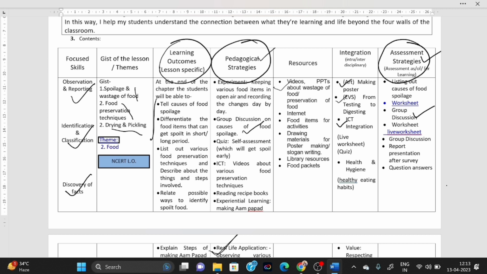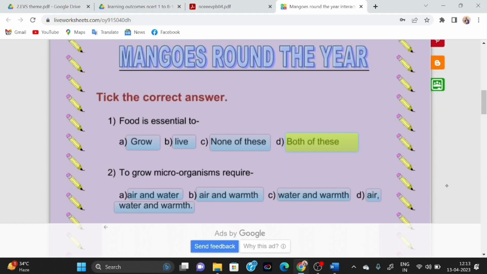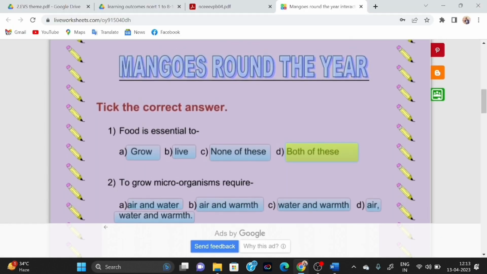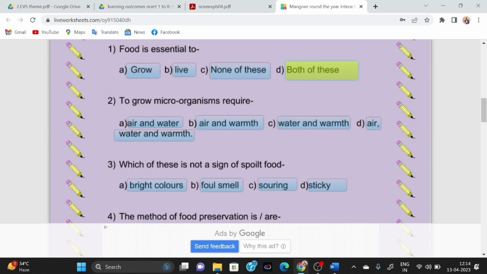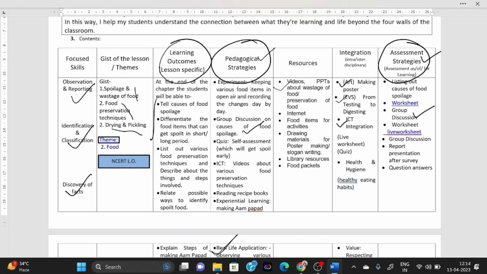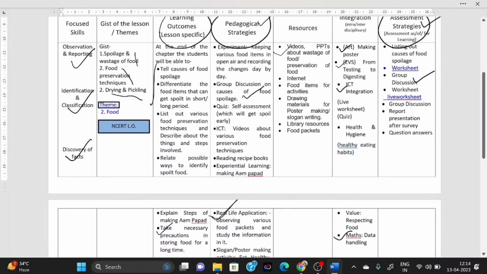For ICT integration also, I have made the live worksheet. Let us see. This is the live worksheet. The student can attend or take this assignment or quiz and get their results, and they can assess themselves. Then another assessment strategy is report presentation after survey and questionnaires.